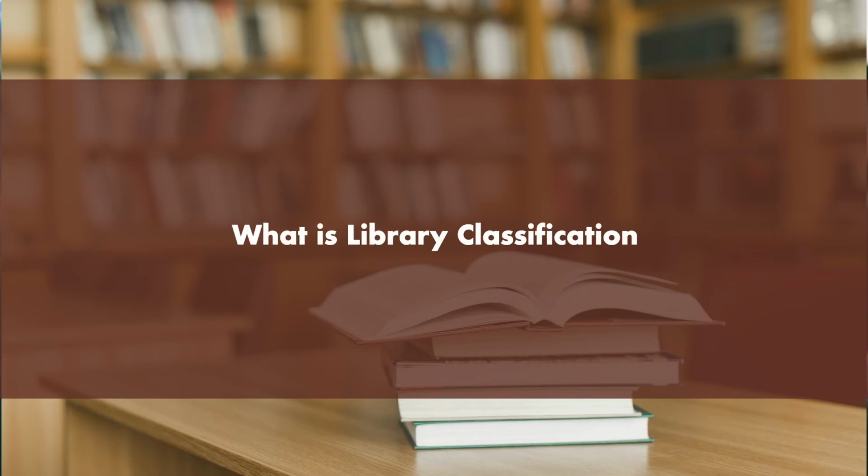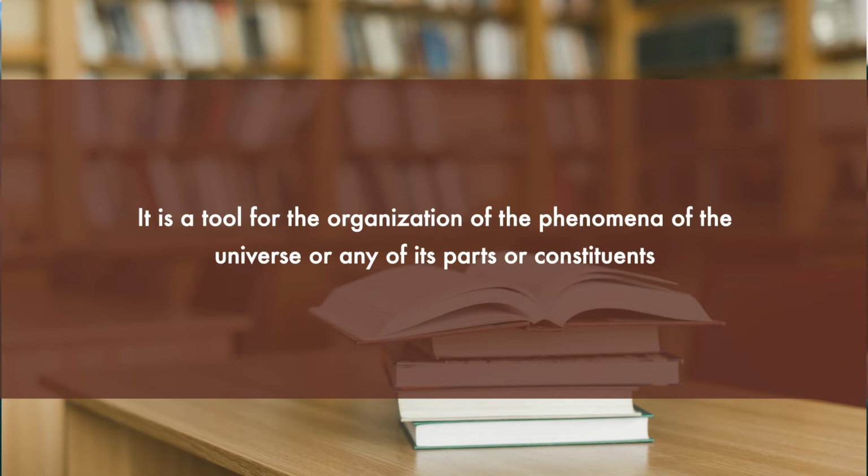Now let's discuss what is library classification. A classification is a tool for organization of the phenomena of the universe or any of its parts or constituents. It groups objects into categories or classes based on the shared properties with the purpose of bringing like items together. A modern library classification is a classification of knowledge as it is contained in documents of all sorts. It came into being for the purpose of arranging and retrieving information resources.